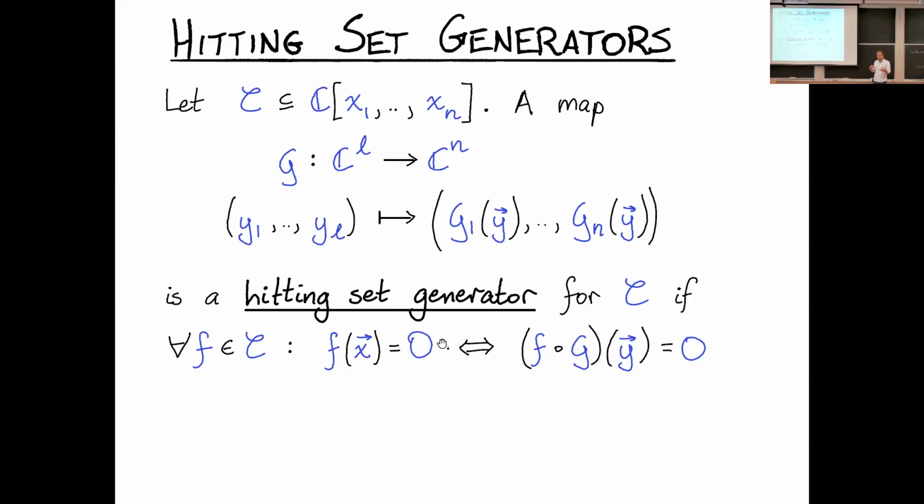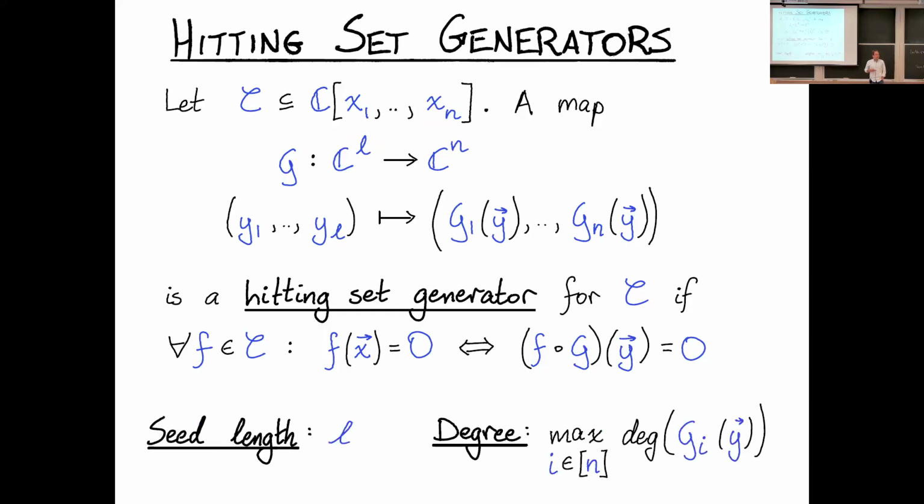Or if you like to think more about pseudorandomness, you can think of this generator as taking L truly random field elements and stretching them to N pseudorandom field elements. Now, normally there are two parameters of generators that we care about, their seed length and their degree. So the seed length of the generator is this L. It's the number of inputs to the generator. And the degree is just the maximum degree of all the output functions. These are normally the parameters that we care about.